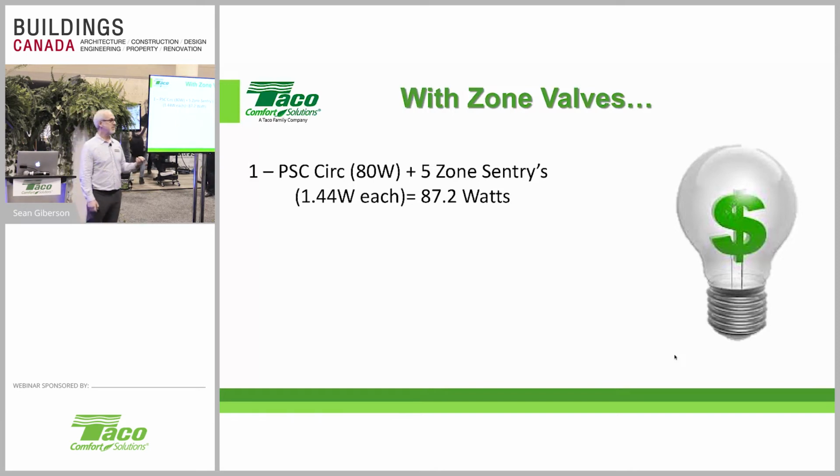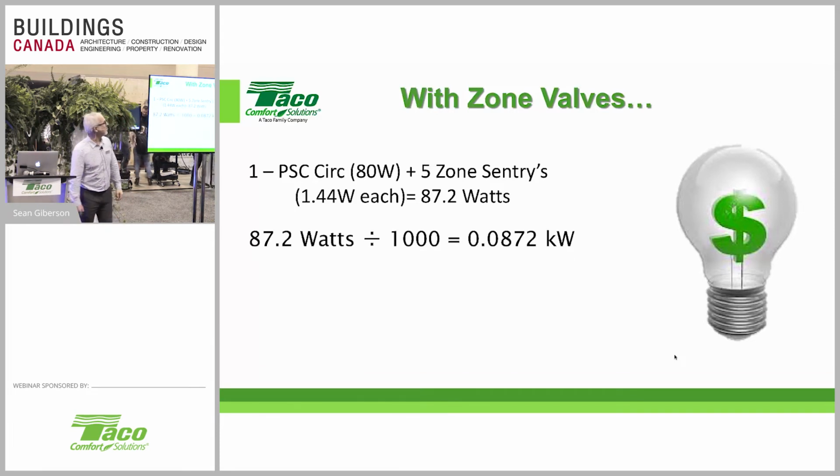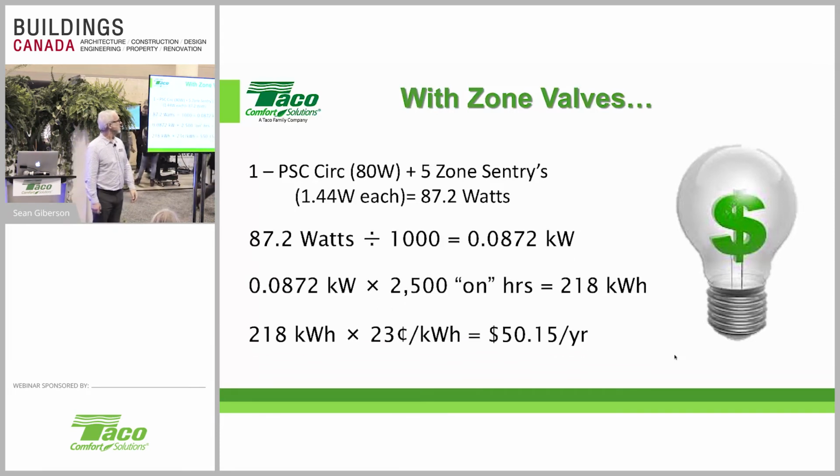What if we did that same job with zone valves? Well, we still need a circ to drive it, so we're still going to look at a traditional circulator to move that water. We've got five valves that are going to open and close, allowing the same system responses as before. But now we get down to 87 watts, work the math out, and it comes down to $50 a year. Huh, not bad. Right? We were 230, we're $50 now. That's a pretty good change.